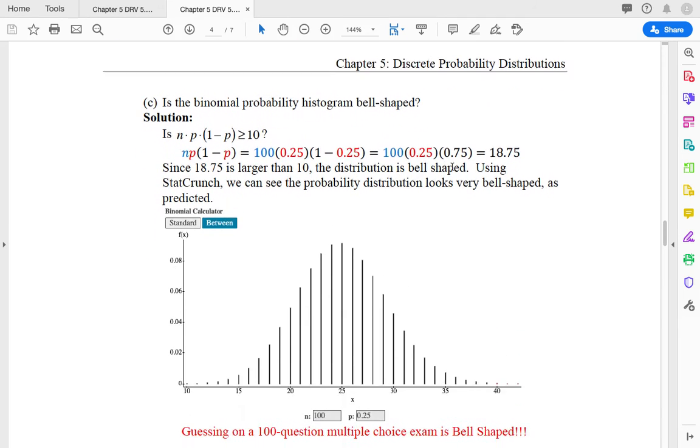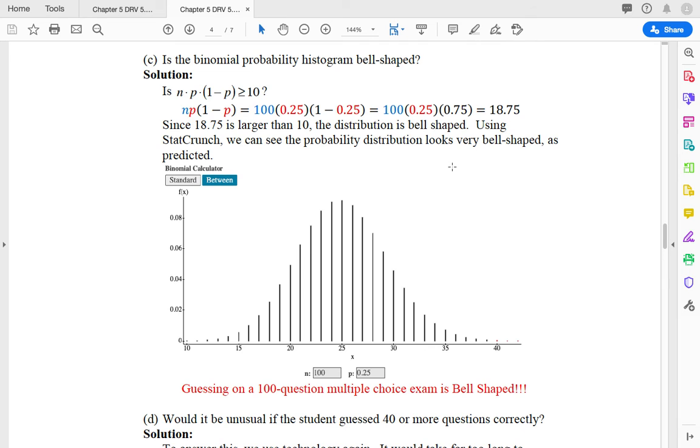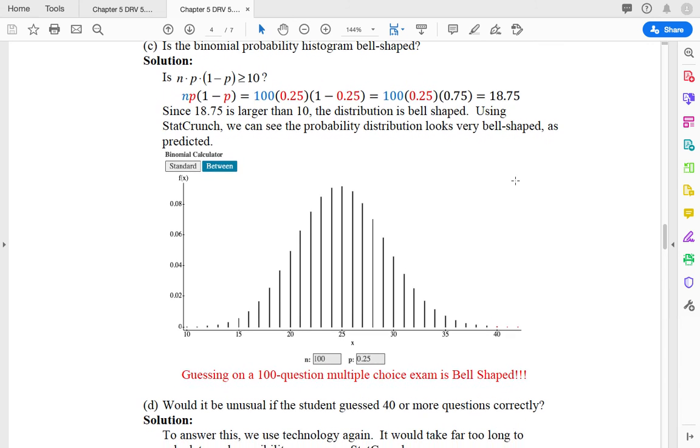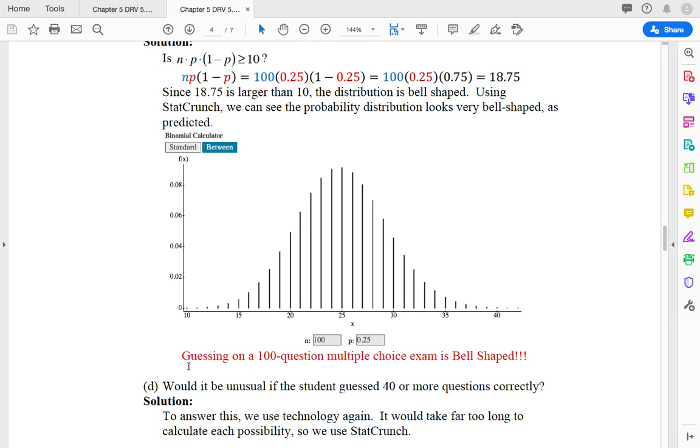All right, so now if we look at the binomial histogram, is it bell-shaped? Well, if you're looking, you can see, yeah, that looks pretty bell-shaped. Can we check that condition? Sure. Is n times p times 1 minus p greater than or equal to 10? Yeah, because if you multiply it out, and we just did, it was part of our standard deviation formula. We had 100 times 0.25 times 1 minus 0.25, and that was 18.75. It's bigger than 10, so it's going to be bell-shaped. All right, and that's it. So I got this nice picture here. And so guessing on a 100-point question multiple choice test, this is going to look pretty bell-shaped.